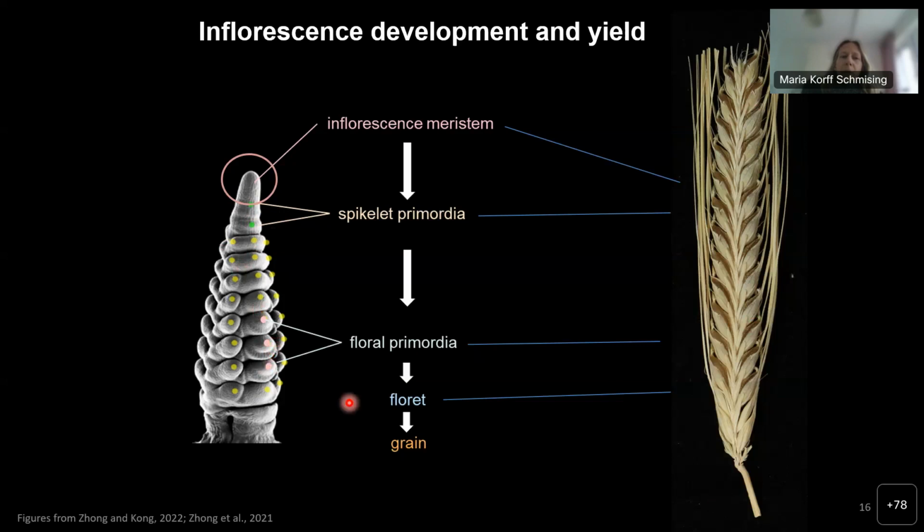So then what really counts is how many spikelets are induced on the inflorescence and how many of these spikelets are able to form a floret and a grain. So that determines then the final grain number on the spike.